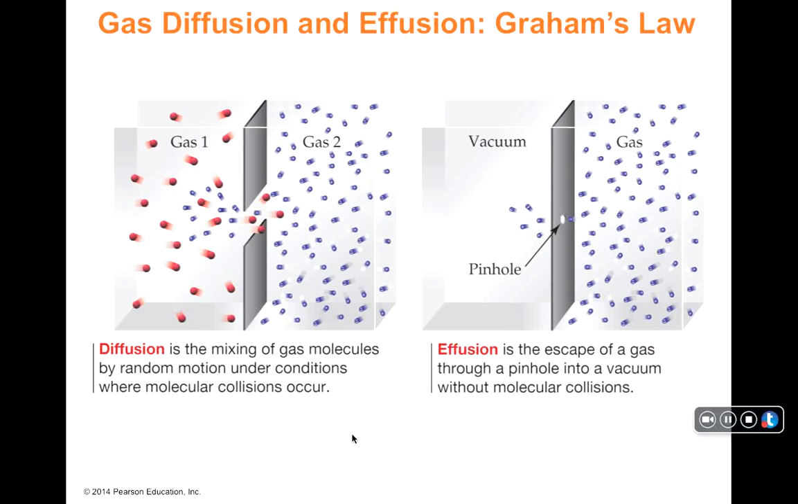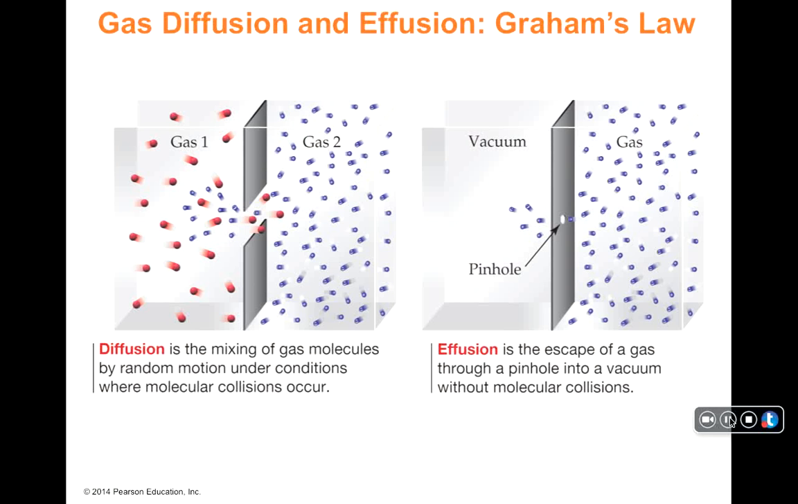So then you're asking, well, what is effusion? We'll go back to this one. Diffusion you've probably heard of before. Diffusion is the mixing of gas molecules by random motion under a condition where those collisions can occur. You can see here there's a space that gas 1 and gas 2 can cross over and mix, and if you leave it for a certain amount of time, what you'll end up seeing is an equilibrium between the gas particles of 1 and 2 on each side of that opening.